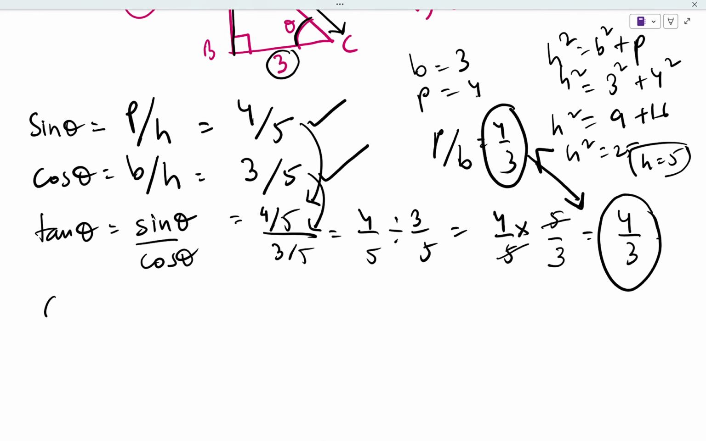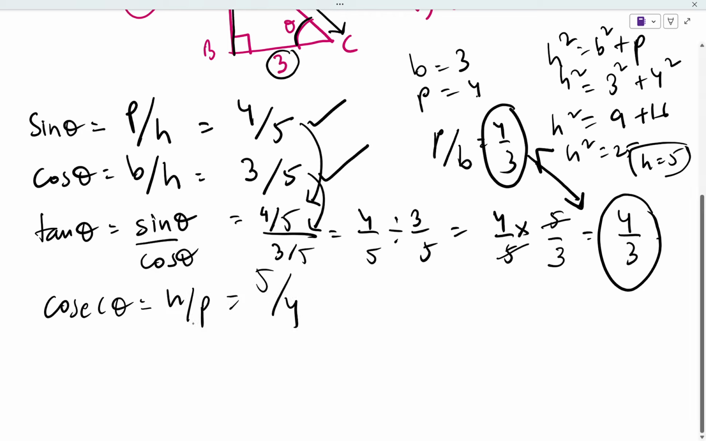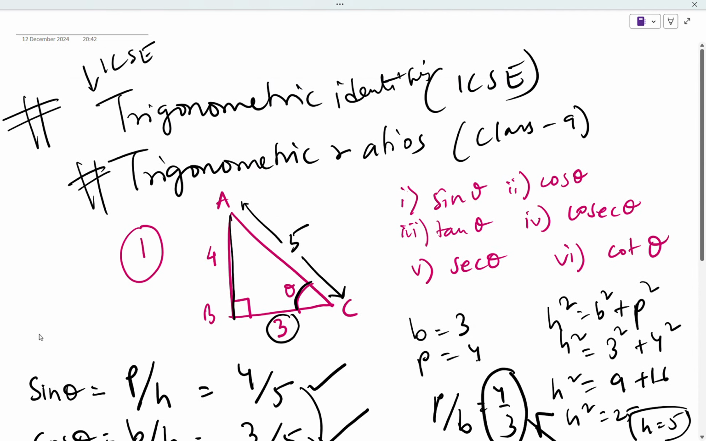Now as I said, you don't need to find cosec theta specifically, or you can also do that. It is h by p, so it will be the reverse of what it is, 5 by 4. Sec theta will be 5 by 3, reverse of cos, and cot theta will be 3 by 4, which is reverse of tan. So using this method, you can find all the trigonometry ratios.